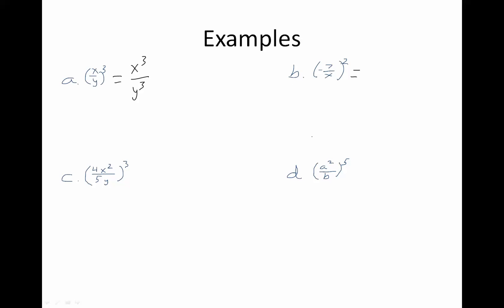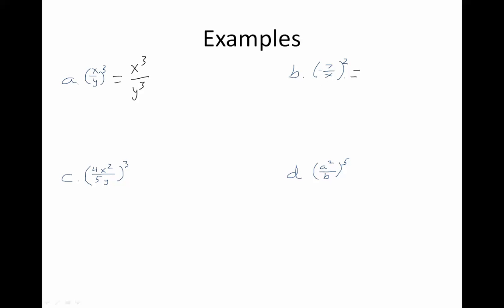Here we have the squared going to everything here. Now notice this negative sign makes things a little bit tricky. This could be a -7 or a negative x, but either way you do it, what happens when you multiply a negative by a negative?